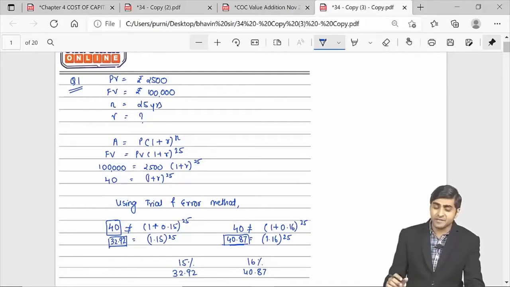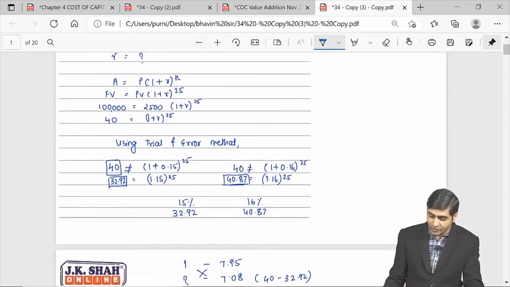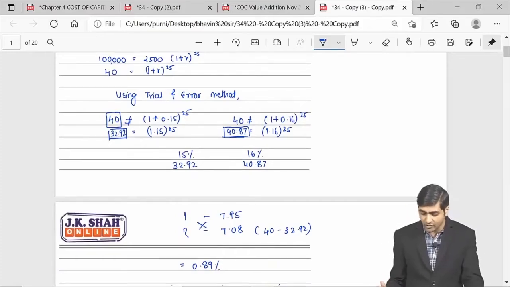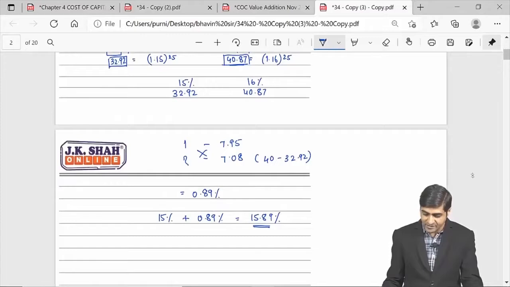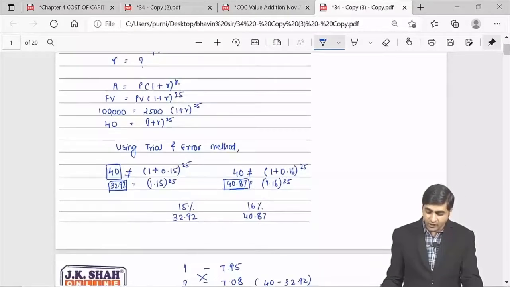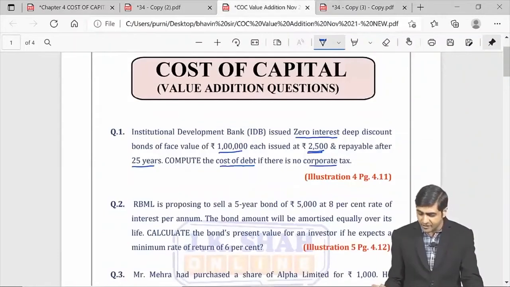We checked it at 15%, so this was coming as 32.92. We checked it at 16%, it's coming as 40.87. So somewhere between the two, you will be getting your IRR, which is nothing but 15.89%. So this will give you the final answer. Okay. So with this, my dear students, your first question gets completed. I hope you all have understood how to calculate cost of debt for your zero coupon bond.